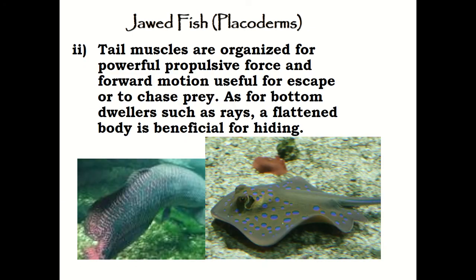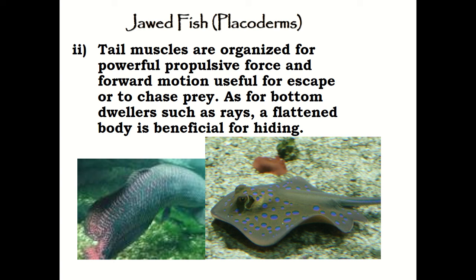What makes them successful is that the tail muscles in ray-finned fishes are organized for powerful propulsive force, a powerful tail that gives very strong forward motion, useful to escape or to chase prey.